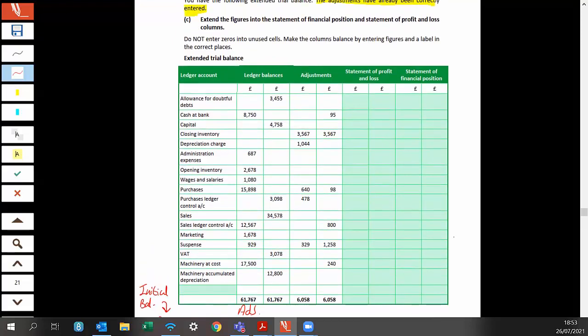So let's just check the formatting as well. Let's have a quick run through this. We're being told to extend the figures into the statement of financial position and the statement of profit and loss columns. We're told do not enter zeros into unused cells. Make the columns balance by entering figures and a label in the correct place. Now, it might sound silly, but this is the sort of formatting that is very possibly going to come up in your exam. They don't like having lots of zeros on the trial balance.